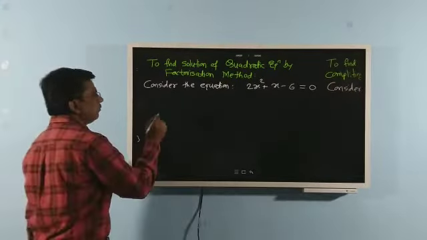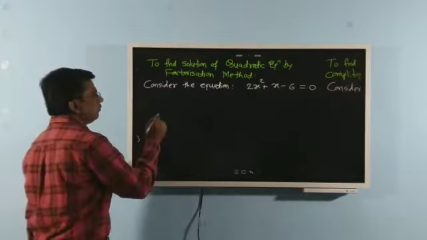So for factorization I will find the product term. What is the product term here? 2 and minus 6, that is minus 12, is the product term. Now find the two factors of minus 12 such that their sum is 1, the coefficient of x. What is the coefficient of x? That is 1. So what are the factors of minus 12? They are 3 and 4. Other factors are also there, but their sum should be plus 1.